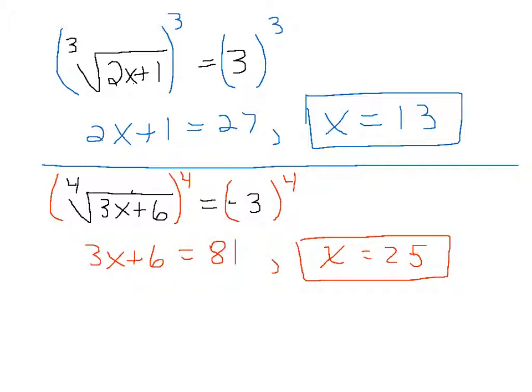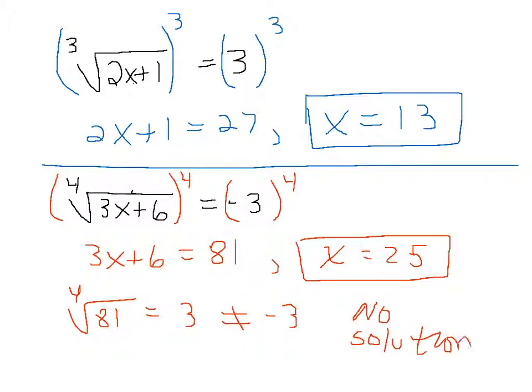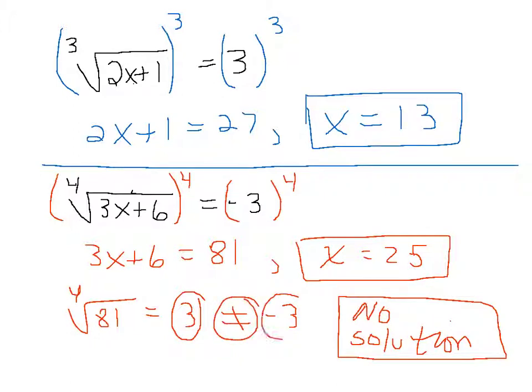Okay, so now let's check. If you put 25 in for x, you're going to get 75. 3 times 25 is 75, plus 6 is 81, and the fourth root of 81 is equal to 3. And that's not equal to minus 3. So therefore, to this particular problem, there is no solution. Okay, so there's an example of having to go back and check and see what you get. And notice that they are not equal.